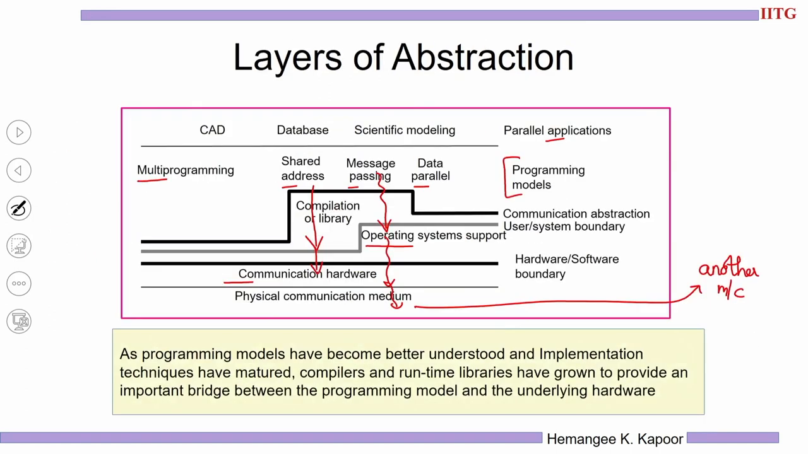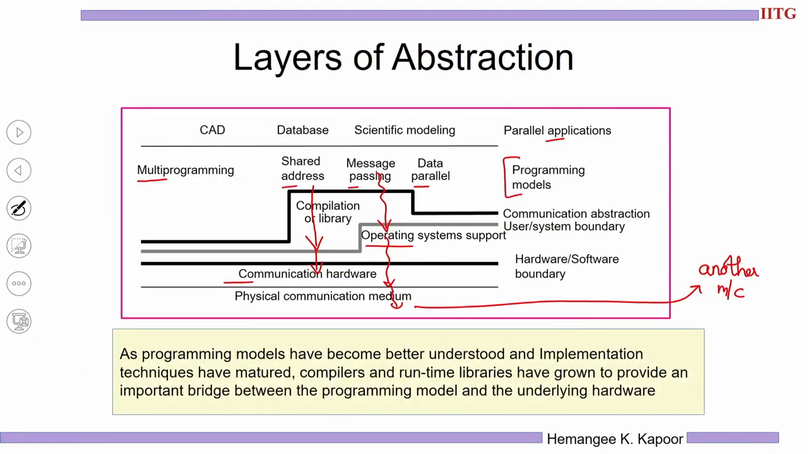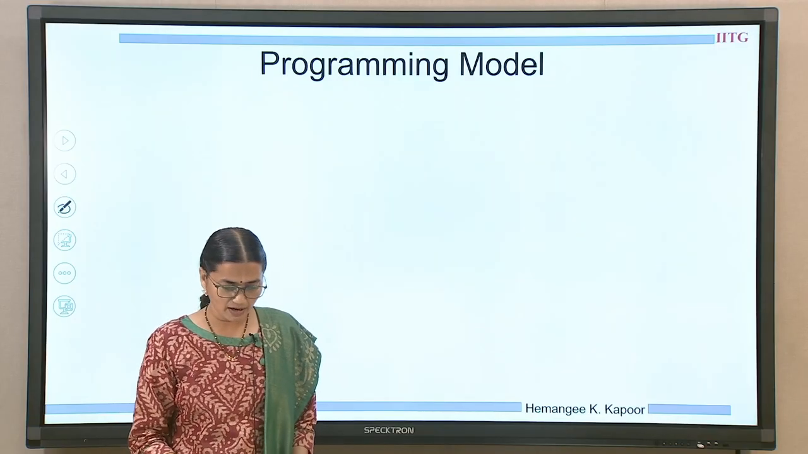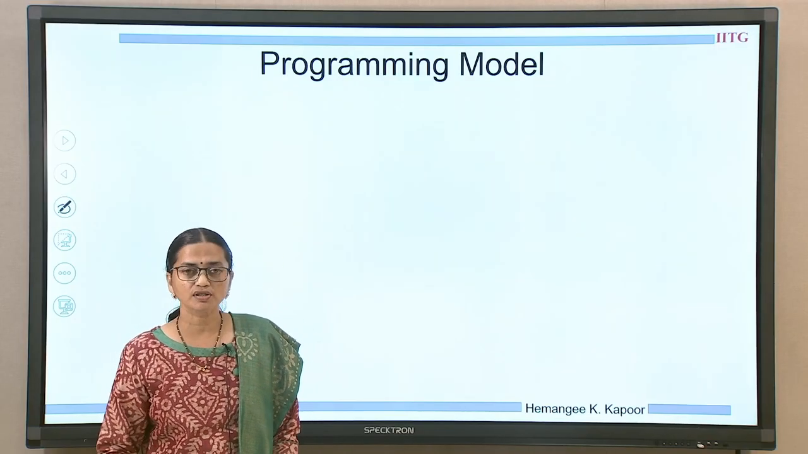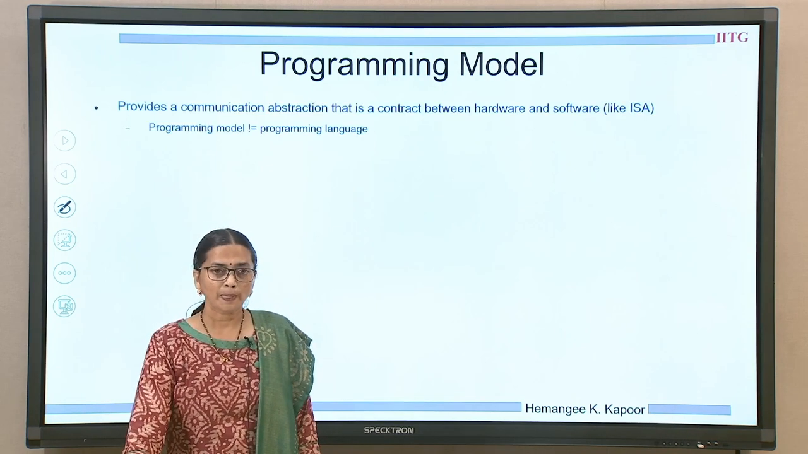Hence in message passing, if you see this, you can see that it has to go via the OS to complete its task. And then eventually at the bottom layer, we have the communication hardware that sends the messages directly on physical wires, right? So we can use direct physical wire based communication, and these wires help to connect different machines. So that's the layers of abstraction, meaning how a communication can be established across different machines to realize a different programming model.